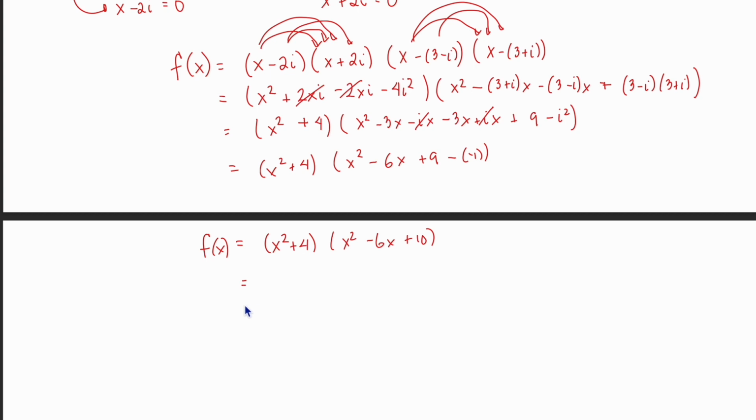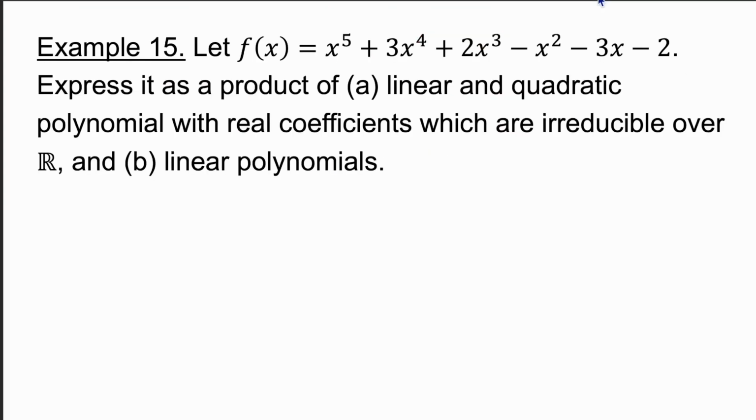So, kapag further simplify pa natin yan, that is x raised to 4 minus 6x cubed plus 14x squared minus 24x plus 40. Next example, let f of x be equal to x raised to 5 plus 3x raised to 4 plus 2x cubed minus x squared minus 3x minus 2. Express it as a product of linear and quadratic polynomials with real coefficients which are irreducible over R, and B, linear polynomials. So, hanapin daw natin yung mga factors niya.